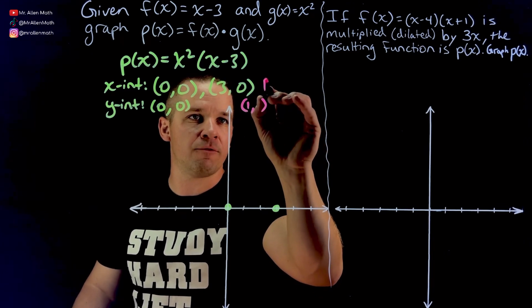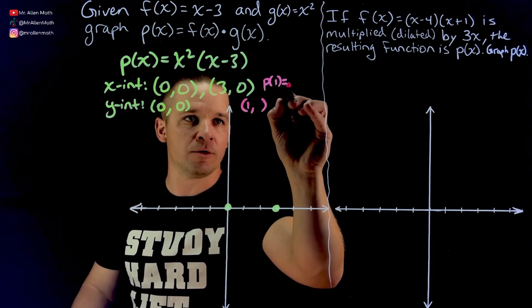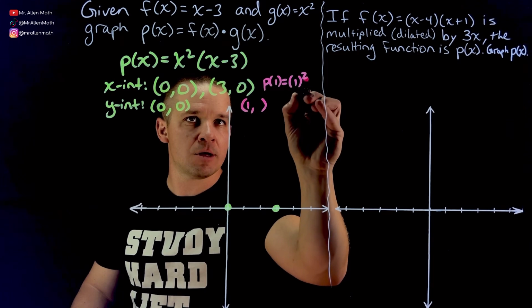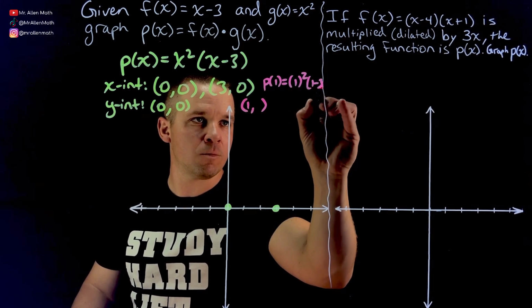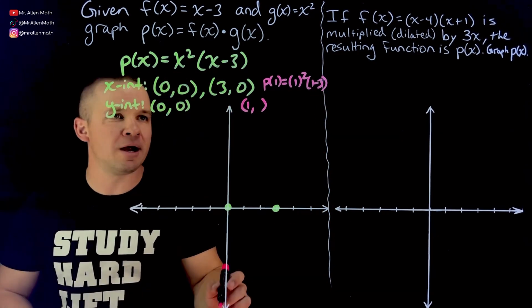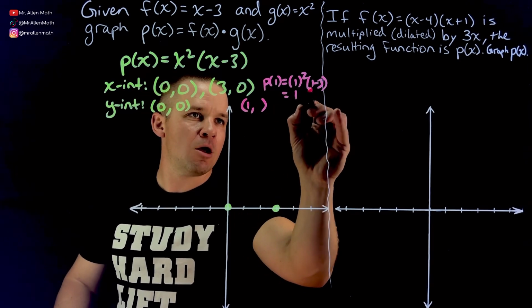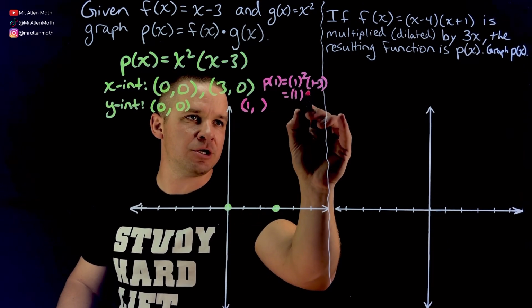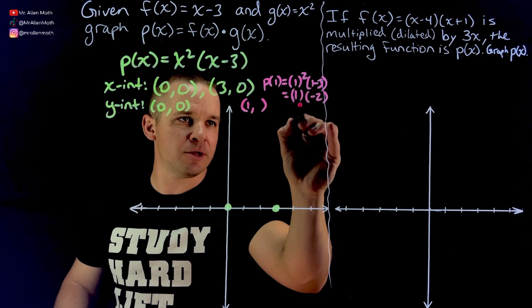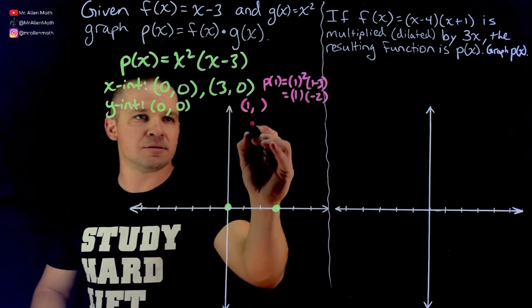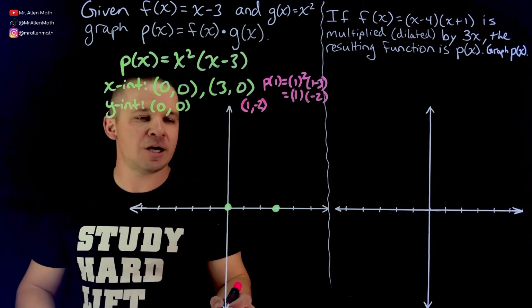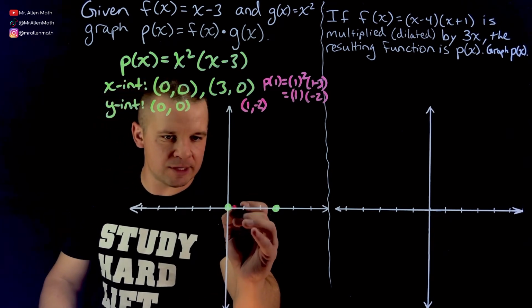So p of 1 equals 1 squared, and then we have 1 minus 3. So it's a little jumbled there. Well, 1 squared is just 1. 1 minus 3 is negative 2. So if I multiply those together, 1 times negative 2 is negative 2. Yay! So that would mean I am down here.